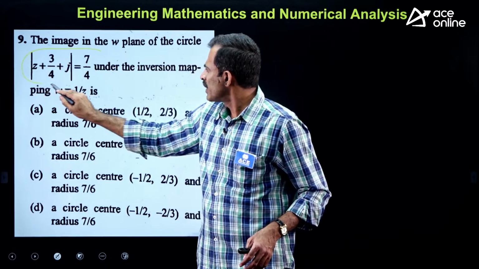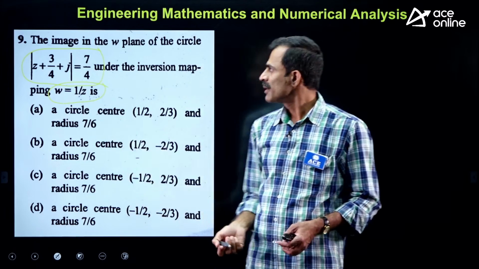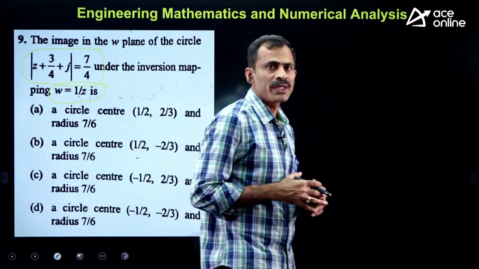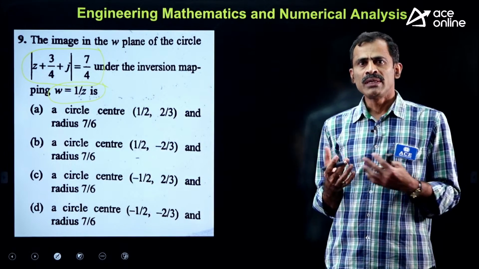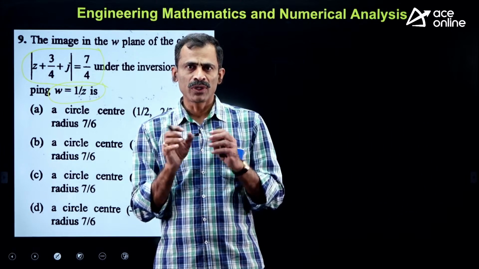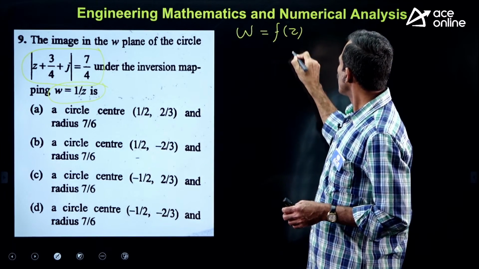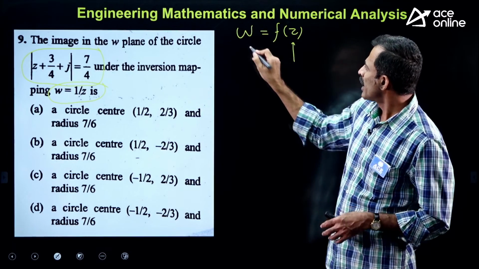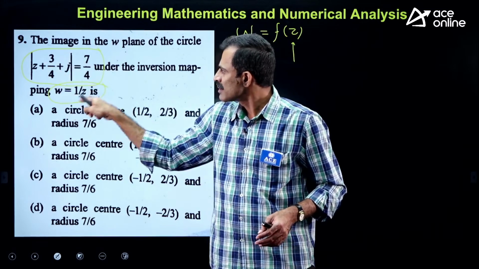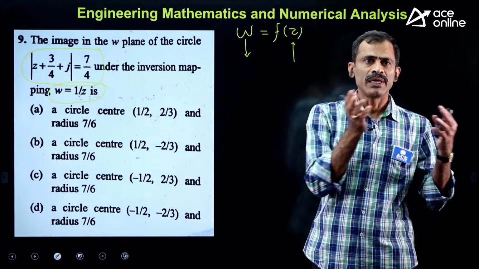We are given the equation of a circle along with the transformation function w equal to 1 by z. In general, to represent a complex function geometrically, we require 4-dimensional space. That is not possible. Because of that, we consider one plane for the input of the complex function w equal to f of z, and another plane for the output only. So here we are given this circle equation in the z plane, and we are asked to find the corresponding image in the w plane.